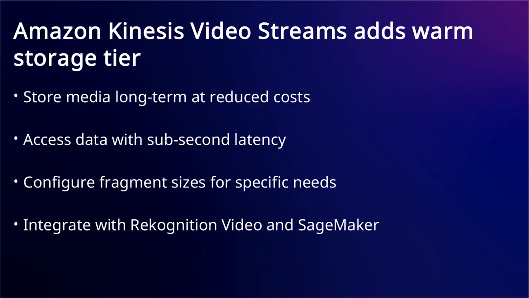Extended media retention can be costly and complex for video streaming applications. Amazon Kinesis Video Streams now offers a warm storage tier to address this challenge. You can store media long-term at reduced costs while maintaining quick access. The warm tier provides sub-second latency, allowing you to retrieve data efficiently.